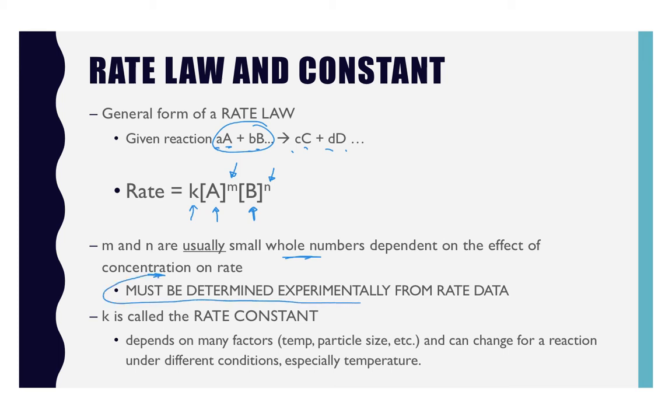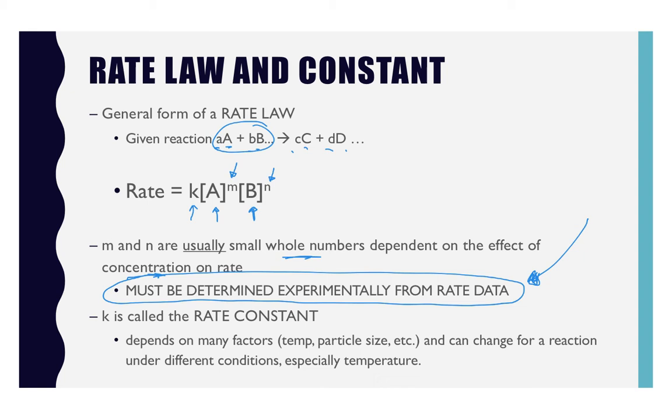Those exponents, m and n, have to be determined experimentally from rate data. You can't figure them out from the balanced equation. You can't do them from anything else. What you have to do is have rate data in order to be able to figure out what those exponents for m and n are.